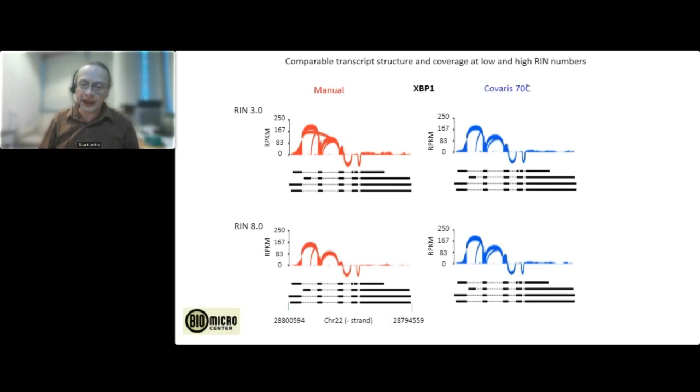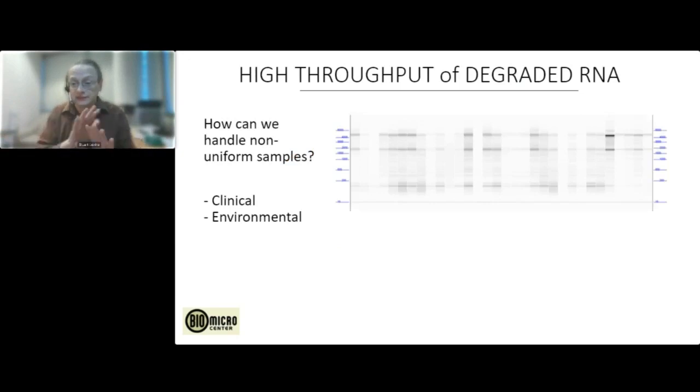And when you do it by hand, we see it sometimes is and sometimes isn't. But with the Covaris treatment, we're seeing no difference depending on the starting concentration, starting RIN. Okay, so that's a test case. What about real samples, real data?